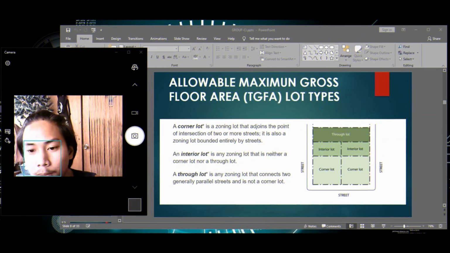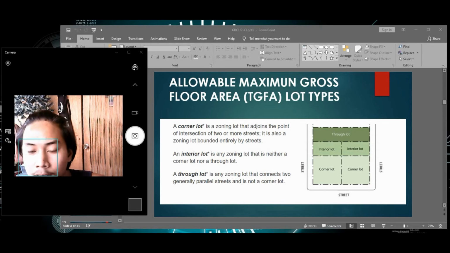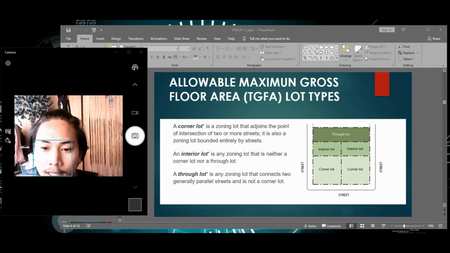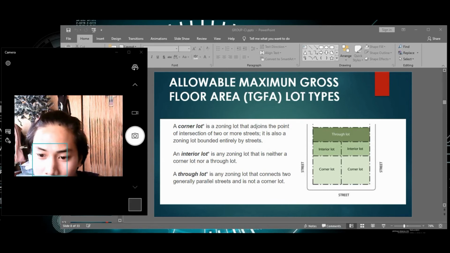So now we are here in the allowable maximum total gross floor area, or TGFA, lot types. The first one is a corner lot. A corner lot is a zoning lot that adjoins the point of intersection of two or more streets. It is also a zoning lot bounded entirely by streets.